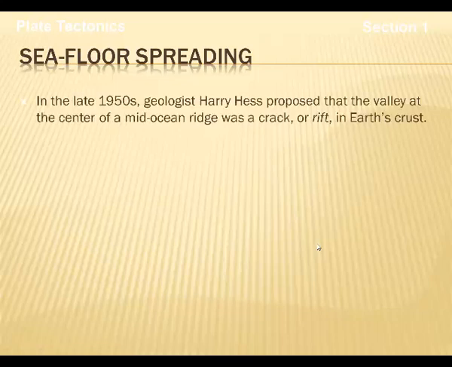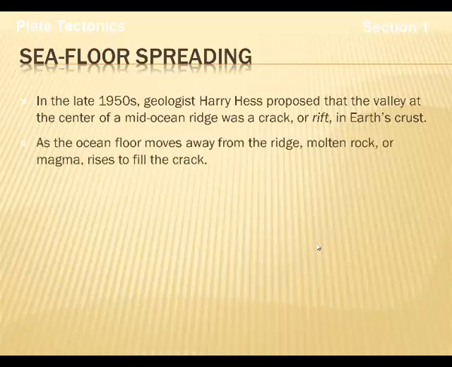In the late 1950s, geologist Harry Hess proposed that the valley at the center of the mid-ocean ridge was a crack or a rift in the Earth's crust. This had never been considered before, so the thought was that it was a small crack where the Earth's crust was basically opening up and pushing new material out. In this location, molten rock or magma rises to fill in the empty void space where those 2 plates are pulling apart from one another.